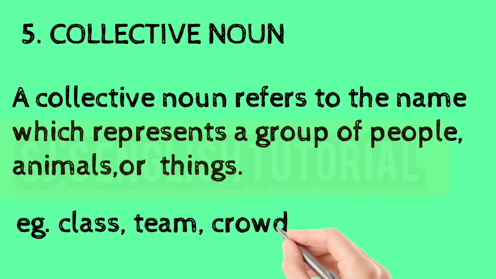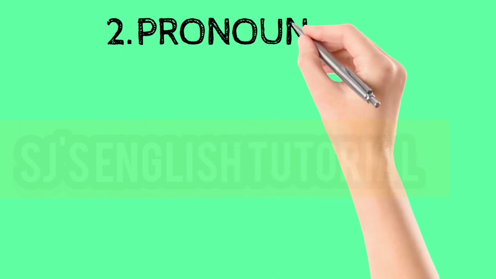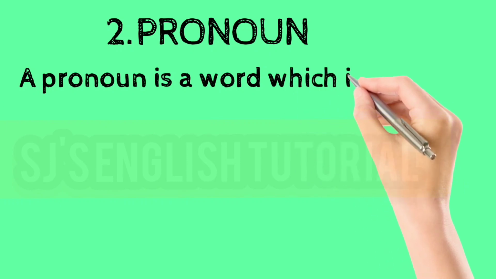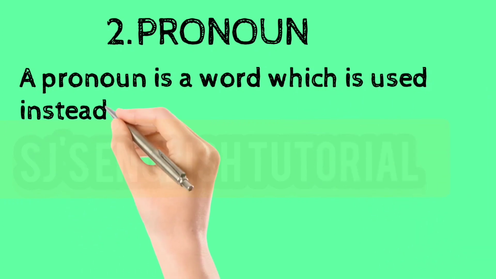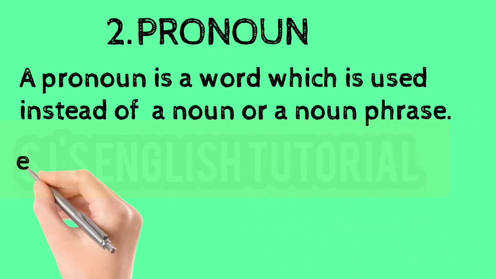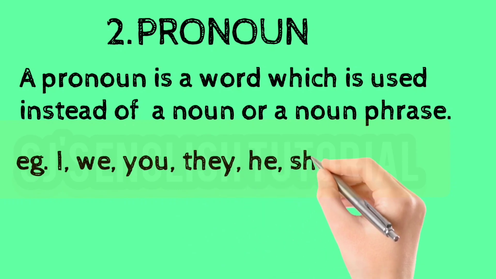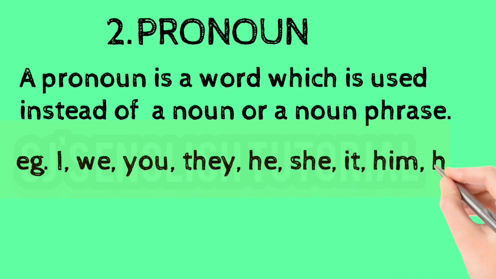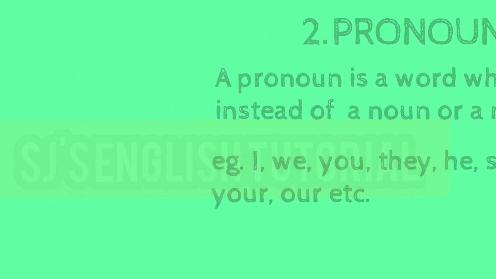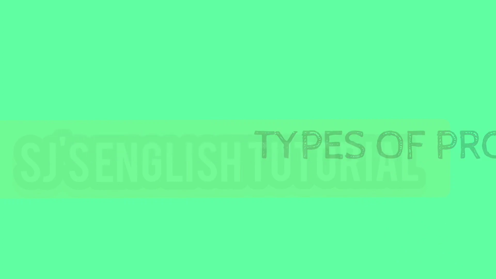Now let us see a pronoun. A pronoun is a word which is used instead of a noun or a noun phrase. In simple words, it is a replacing word to noun. For example, I, we, you, they, he, she, it, him, her, your, our, etc. are pronouns. Though pronouns help us to shorten the sentences, they perform the same function of noun.